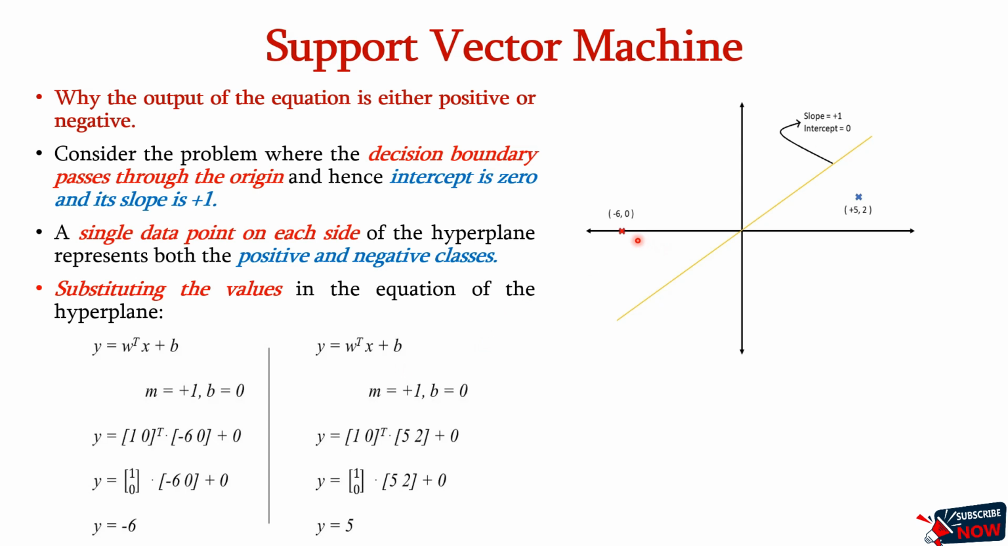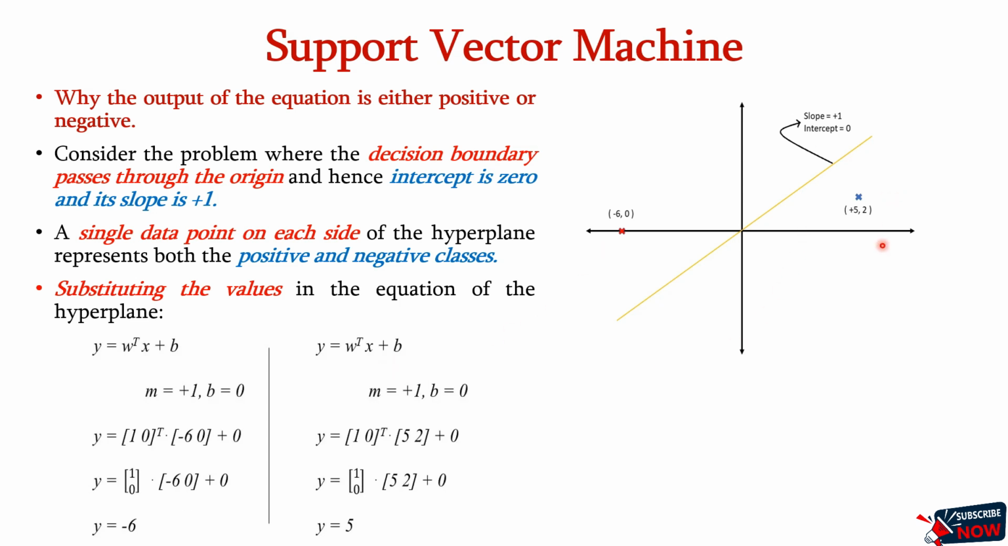So considering the red point here we have (-6, 0). So we substitute it for x, plus b value is 0, that is intercept is 0. By taking the transpose, we convert it to a column vector. So for multiplication, we have to apply the transpose. So (1, 0) into (-6, 0) plus 0, we have the value y = -6. So since the sign is negative, this point belongs to the negative class.